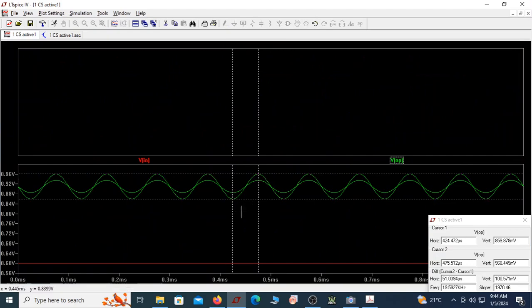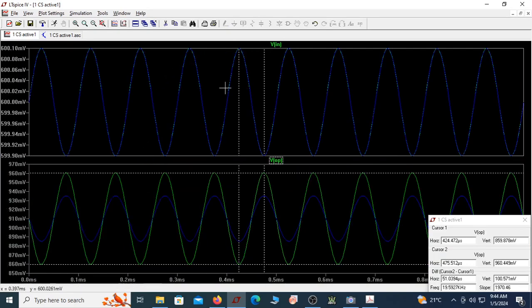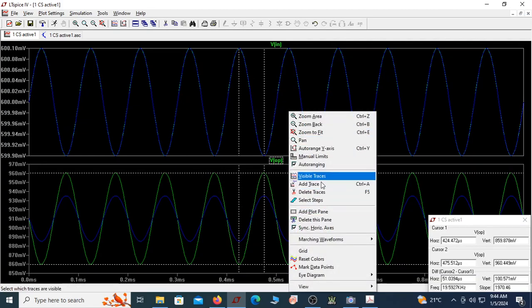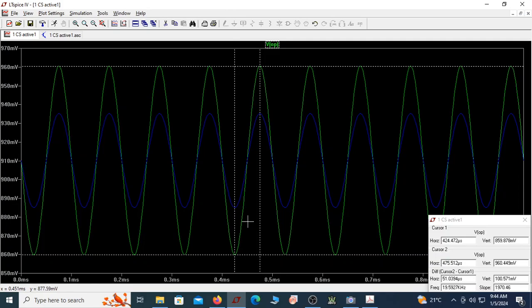Let me not see the output voltage. Output voltage will not change; you can see the output voltage is constant, it is overlapping on each other. So I'll take out the output voltage because we have verified the gain. Let me just delete the pane. I have deleted. Now let us see.